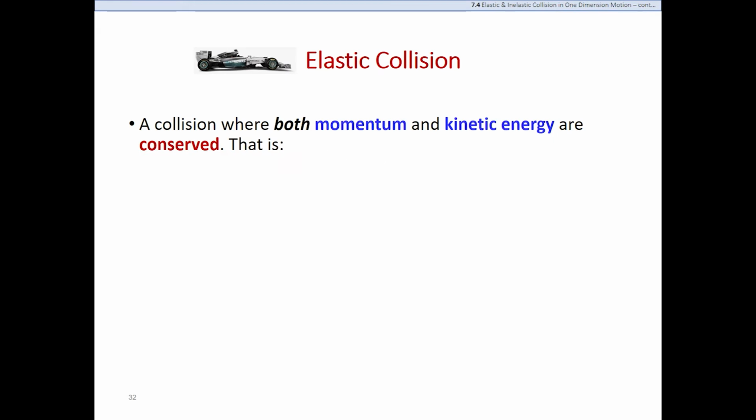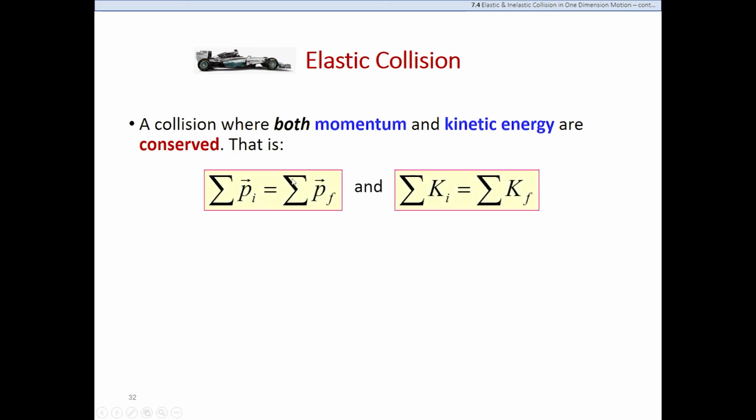Elastic collision. An elastic collision is a collision in which there is no net loss in kinetic energy in the system as a result of the collision. Both momentum and kinetic energy are conserved. So, total momentum before collision equals the total momentum after collision. Same for kinetic energy: kinetic energy initial equals kinetic energy after collision.